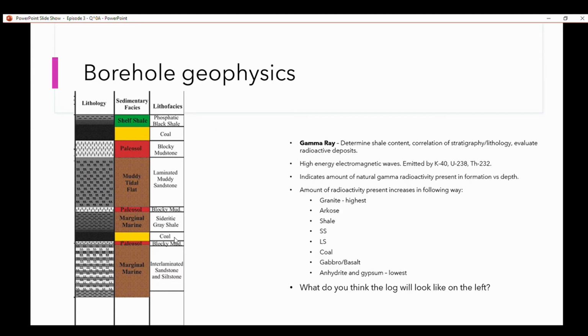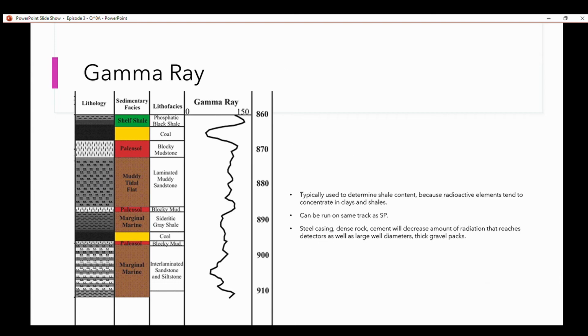Yeah, it's nothing too crazy. So this is how this one would look. So you have a high deflection, and then I skipped the coal. Coal has a low gamma, so it decreases significantly, increases as you go into the blocky mudstone. It kind of stays consistent until you get to coal. It doesn't decrease like the previous coal, probably because it's more compacted, or maybe it's lost some of its gamma signature. And then you have interlaminated sandstone and siltstone, so the pattern kind of changes there.